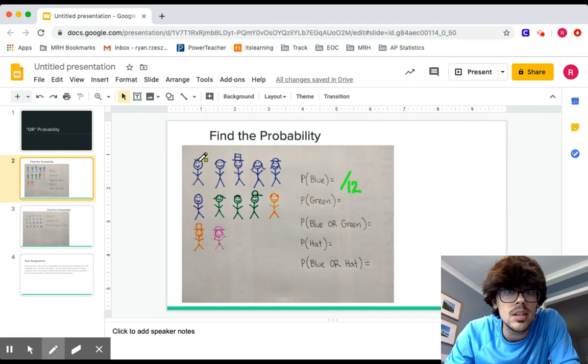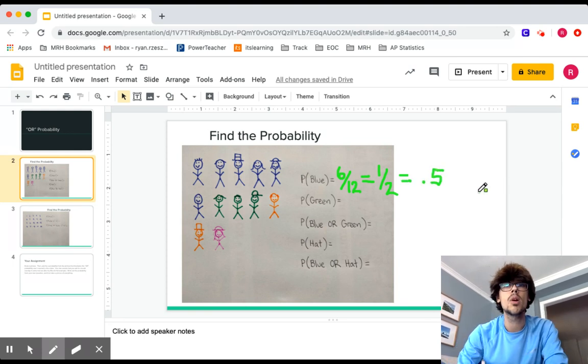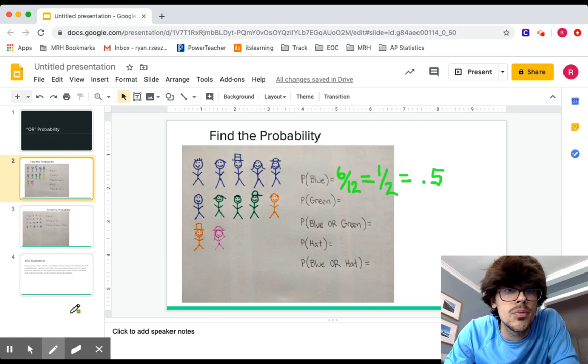The probability they're blue, I would just count the number of blue people, which is these first 6. So the probability of blue is just 6 out of 12. When you write probabilities, we like to reduce them or make them decimals. Either way is cool. So if you reduce it, it would reduce to a half, or if you were to write that as a decimal, the probability that somebody's blue, if you pick them in this problem, is 0.5.